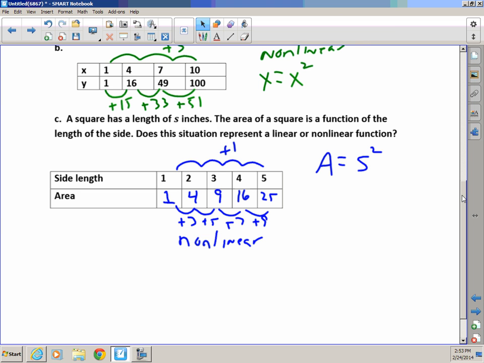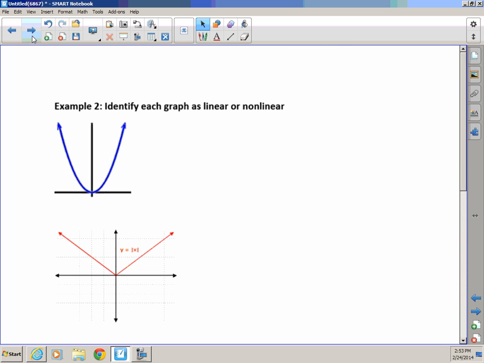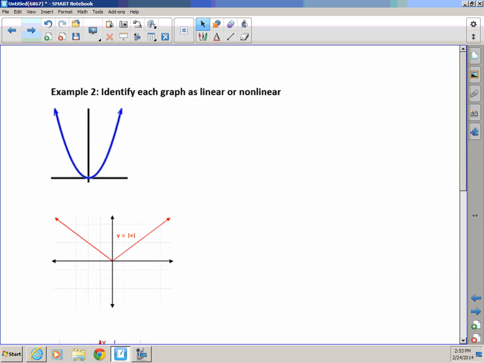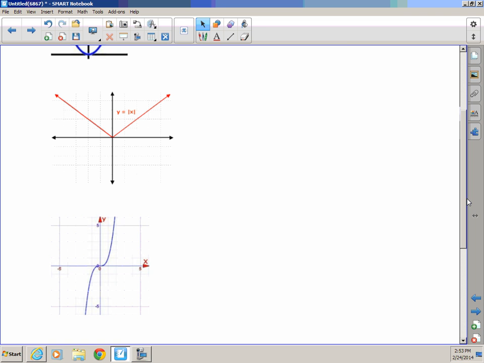Okay. Now, the last scenario, let's look at the graphs. Very straightforward. Is it a line or not? This is clearly not a line. It's a curve-shaped figure called a parabola. The second one's a little tricky because there are two line segments, but it is not a line.